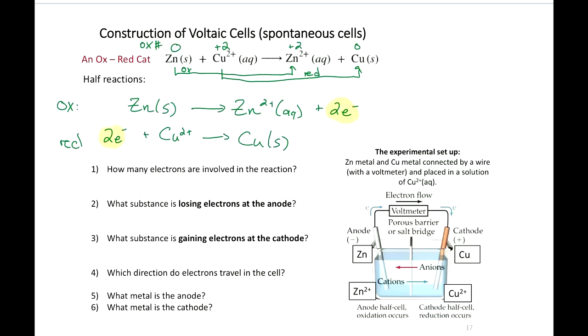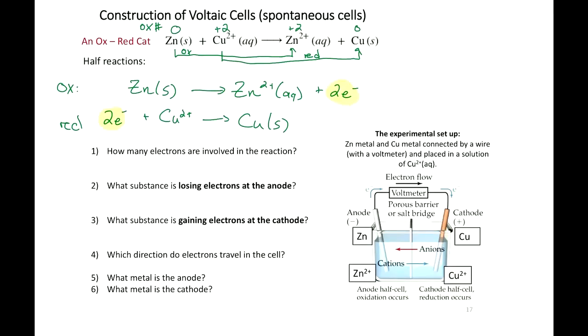All right, so let's answer these questions, a little bit more detail about the reaction that's happening here. Okay, so how many electrons are transferred in this reaction? Well, it is 2. So we call this the n value, the number of moles of electrons involved in the transformation. And so here it is 2. Once you get those half reactions, it's definitely easier to see. What substance is losing electrons? So that would be zinc is what is losing electrons, because that's the definition of oxidation.